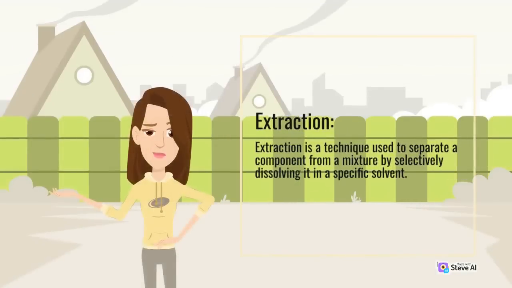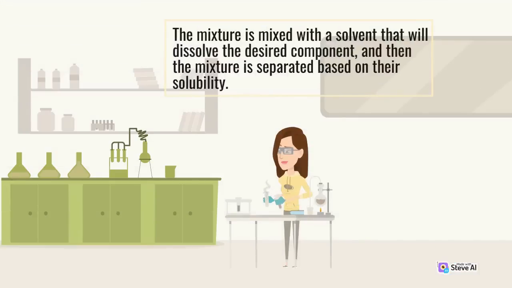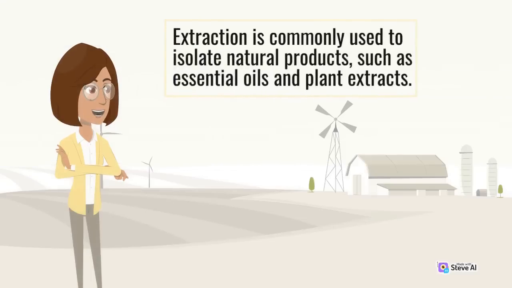Extraction. Extraction is a technique used to separate a component from a mixture by selectively dissolving it in a specific solvent. The mixture is mixed with a solvent that will dissolve the desired component, and then the mixture is separated based on their solubility. Extraction is commonly used to isolate natural products, such as essential oils and plant extracts.